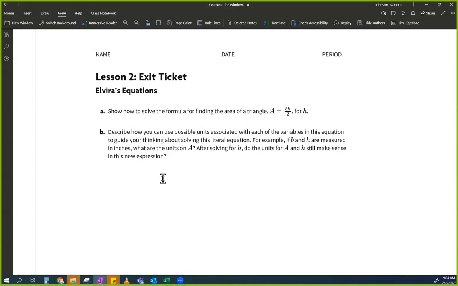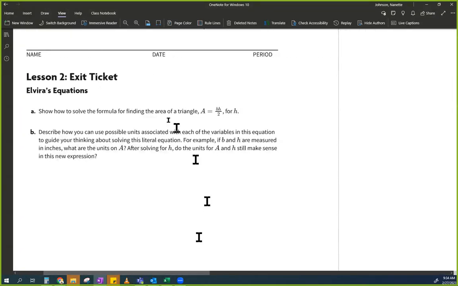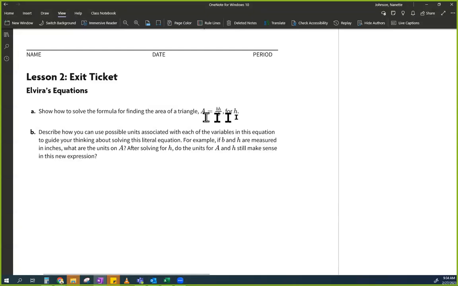So what we're going to do first is solve part A. And as we're solving part A, I'm going to leave a little bit of room so I can go back and talk about part B. So I'm going to scooch this over a tad. It says solve this for H.